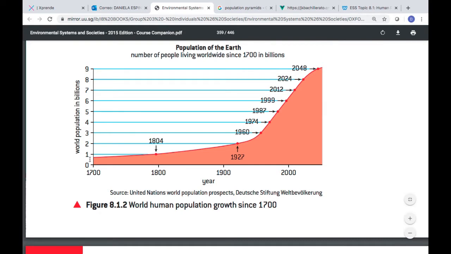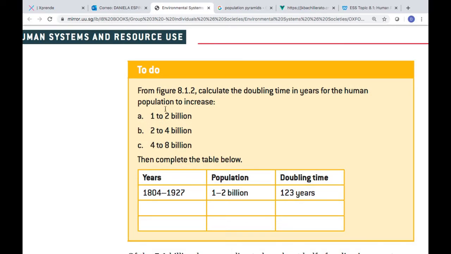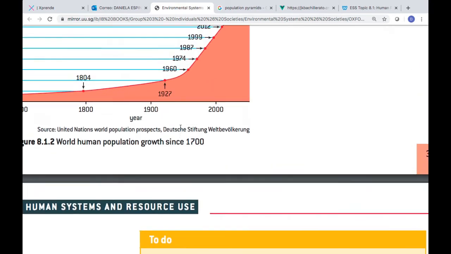From now, we need to know what the table is asking us. We need to calculate the doubling time from 1 to 2 billion, from 2 to 4 billion, and 4 to 8 billion. That is doubling time, the amount of time it takes the population to increase by double. The first one, 1 to 2 billion, is the first doubling time.